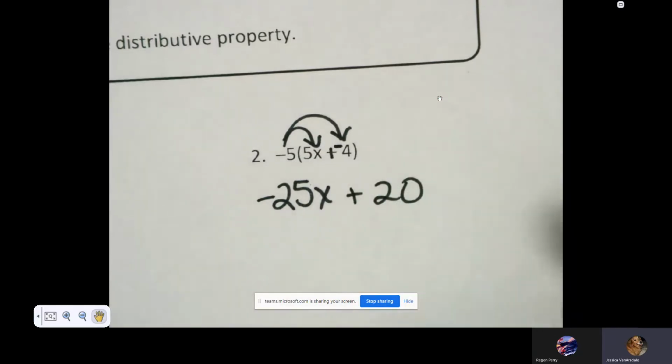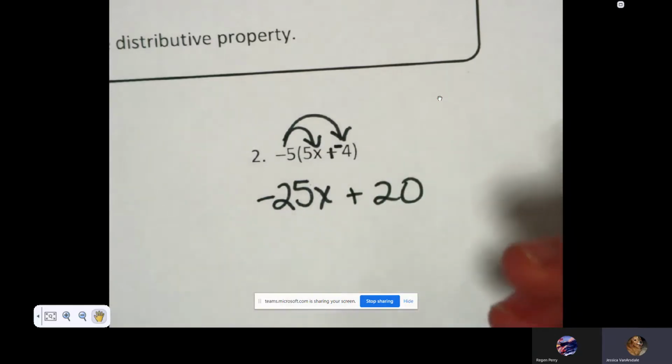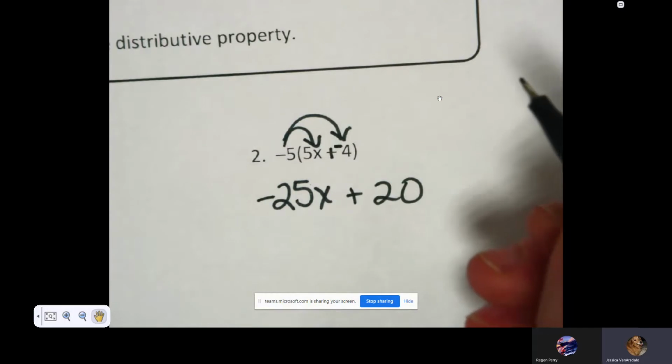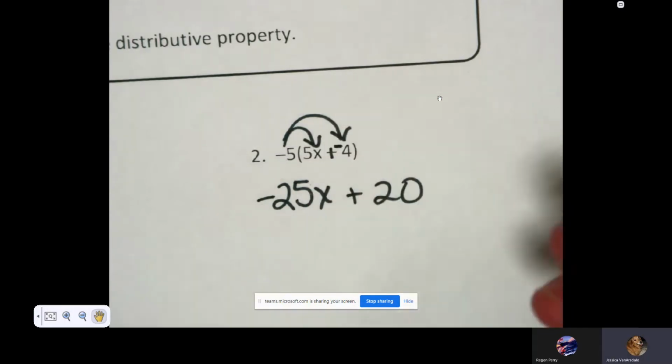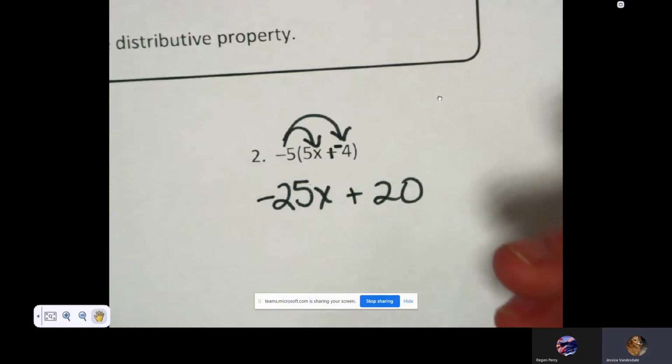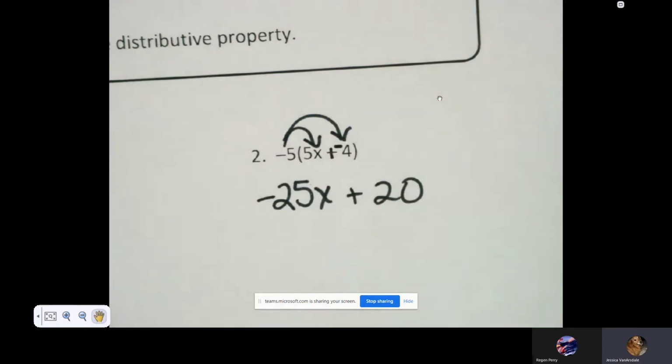It's hard. When you multiply the two negatives together, you get a positive. If they're opposite signs, it's negative. We did this. So if it was like a negative and a positive, you get a negative. Okay, are we good with this?